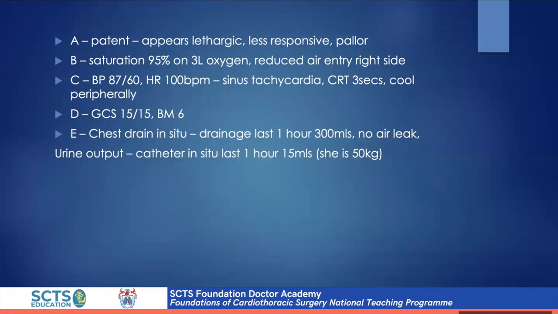It's very poor. So yeah, she's got a reduced urine output. Okay, so all this is pointing towards very concerning that she is having an intrathoracic bleed. So last hour, 300 mils is a large amount. So more than 5 mils per kg per hour is very concerning. So what are we going to do now?